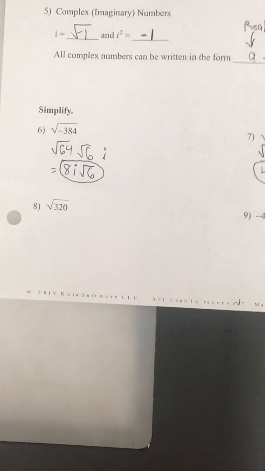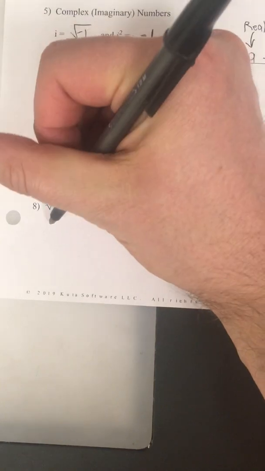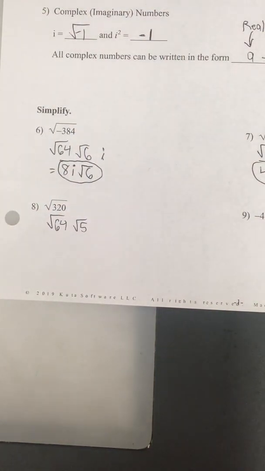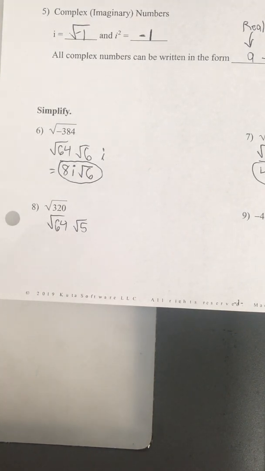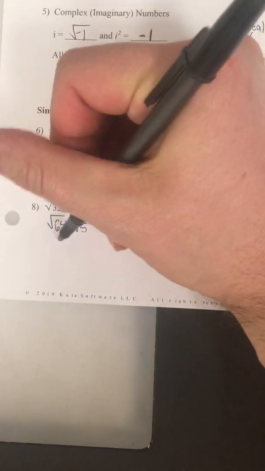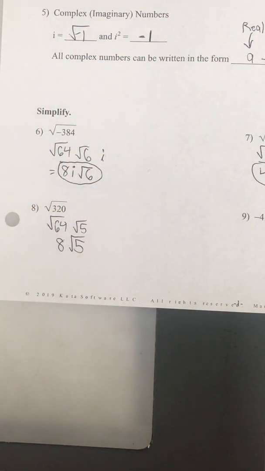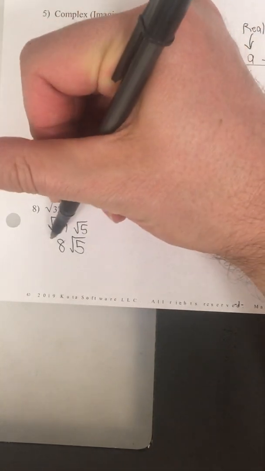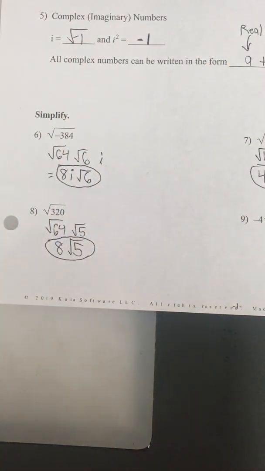Now, square root of 320. The easiest way to split that up would be 64 and 5. You may have tried 4 and something or 16 and something, but if you use those numbers, you'd have to split what you have up some more. It's faster to use 64 and 5. So square root of 64 is 8. Square root of 5, do I need i in this one? No, I do not, because when do you actually have i in your answer? If there's a negative under the square root. There is no negative here. So this one is just 8 square root of 5. This one's a real answer.